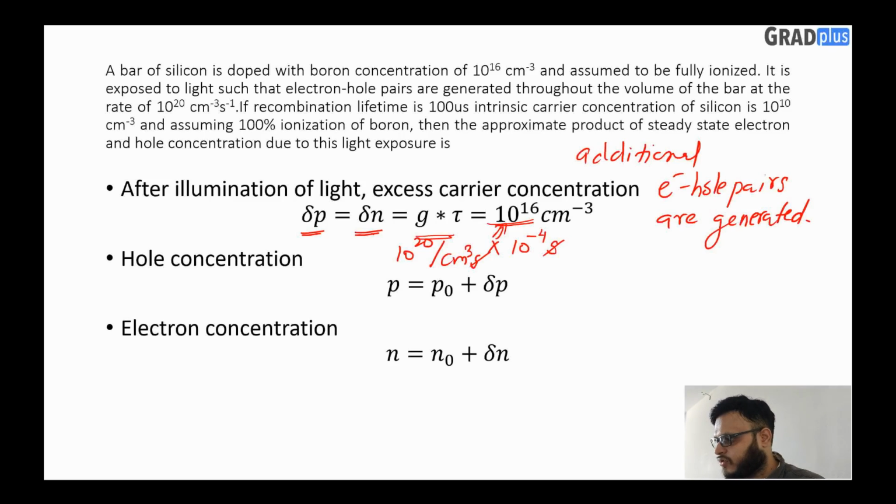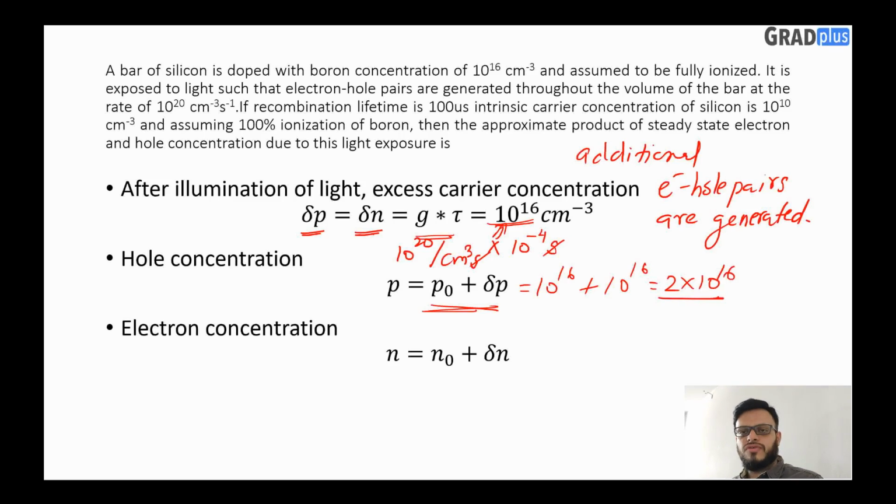That will be the addition of the equilibrium hole concentration, that is P naught, and the newly generated holes, that is delta P. So this is the formula: P naught plus delta P. The value of P naught we already have is 10 power 16, plus the value of delta P we have received, 10 power 16 again, which is equal to 2 into 10 power 16. This is the new value of hole concentration at steady state.